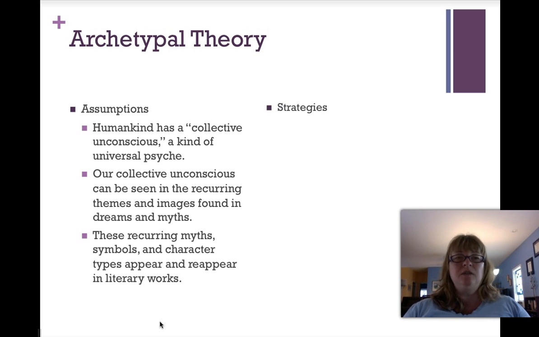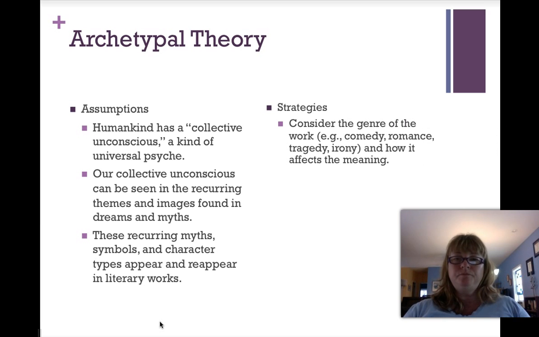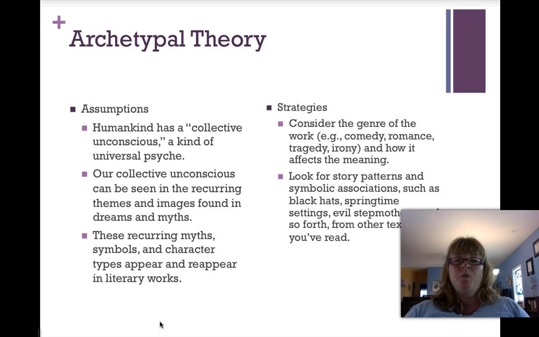All right, so our strategies for archetypal theory are that we first want to consider the genre of the work. This is what we're doing when we look at tragedy. What does tragedy mean? And how does it affect our meaning? We're also going to look for story patterns and symbolic associations. These can be colors, these can be like spring means renewal, winter means death, that kind of stuff.